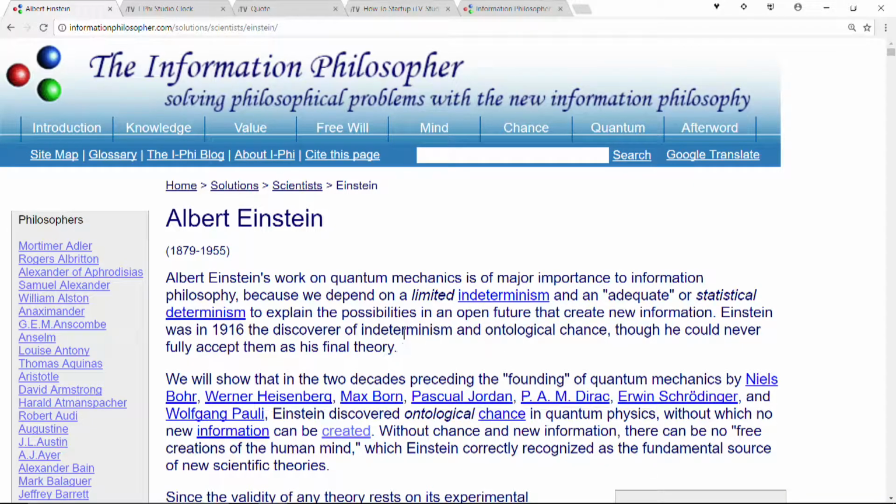So Einstein discovered indeterminism and ontological chance, but here's the sad part. He could never accept them as his final theory. And so all his life we will find Einstein arguing with himself on whether his quantum theory was the final theory. He hoped it would be a theory of quantum fields, a field theory.